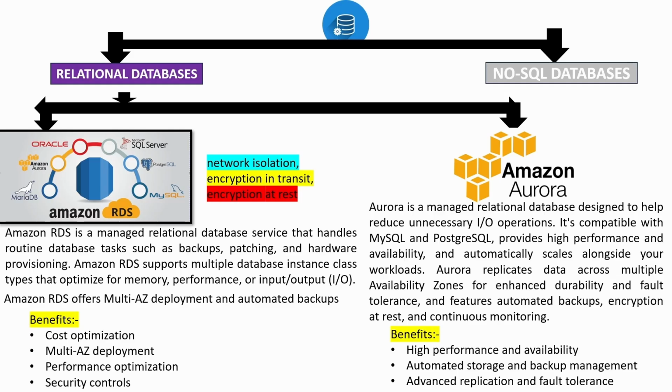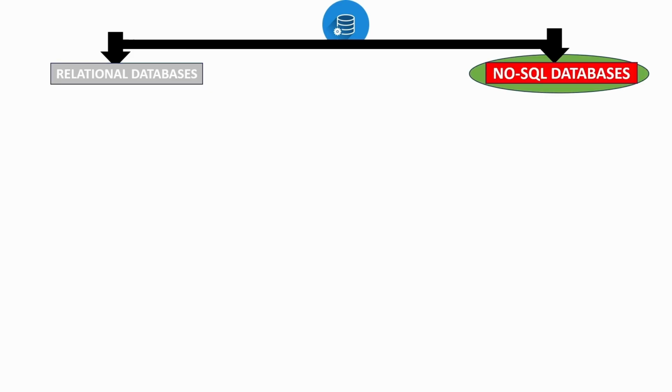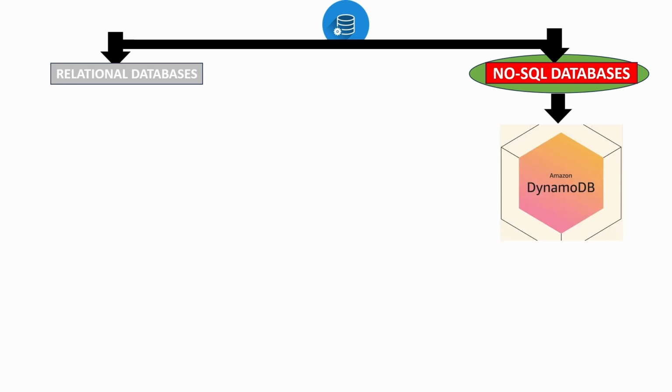Now, if we talk about NoSQL databases, they are sometimes referred to as non-relational databases because their structures are different than relational databases like Amazon RDS. Instead of row and column relations, NoSQL databases build a structure for the data that they contain using key value pairs instead. With key value pairs, data is organized into items identified by unique keys. For NoSQL databases, AWS offers Amazon DynamoDB.